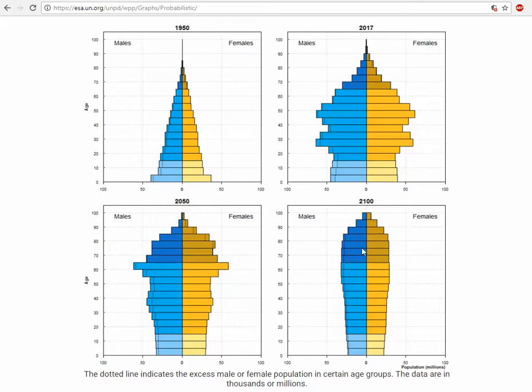I take a look at what the UN projects for China in 2100, and this is an example of an inverted pyramid where you can see that there's a greater number of older people compared to younger people. And if you look at that 20 to 50 category, you can see that it's a little bit more, but not a lot more perhaps, than what it was in 1950, and yet it has to support a significantly higher percentage of older people and a smaller percentage of younger people.